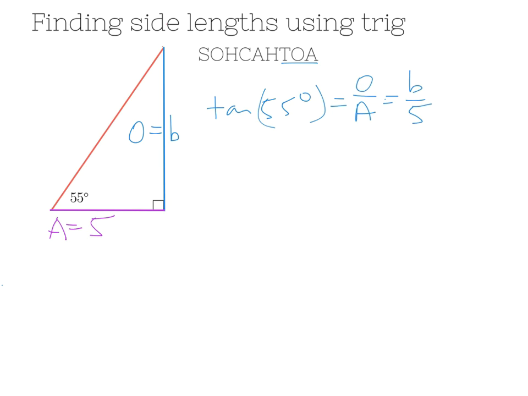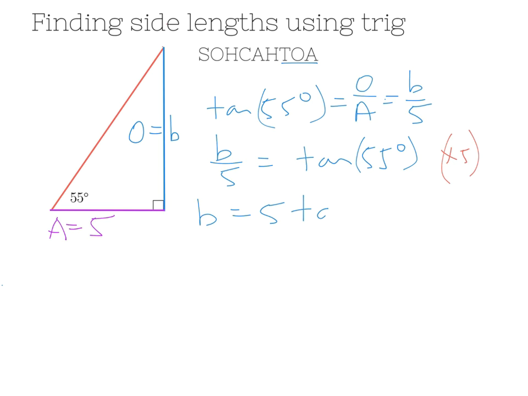Put the pronumeral on the left by swapping sides. To get rid of dividing by 5, multiply both sides by 5. So b equals 5 times the tan of 55 degrees. On the calculator, that's equal to 7.14.